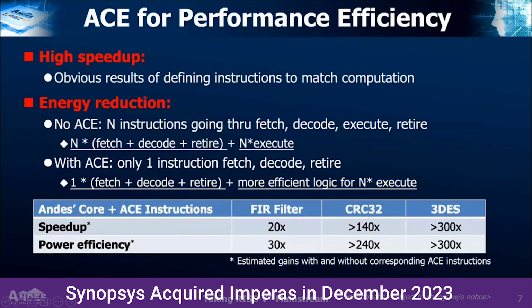So here are some of the algorithms as an example of what you could achieve. Let's talk about a FIR filter. FIR filters are used everywhere. We could accelerate it about 20 times relatively easily, but that 20 times acceleration leads to about 30x power efficiency doing filtering. And if we get a little more complex, CRC32 calculations, we could have over 150x acceleration, saving over 200x power for that algorithm. Triple DES is 300x acceleration.